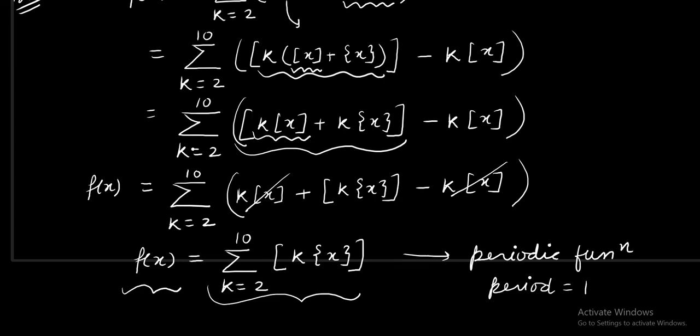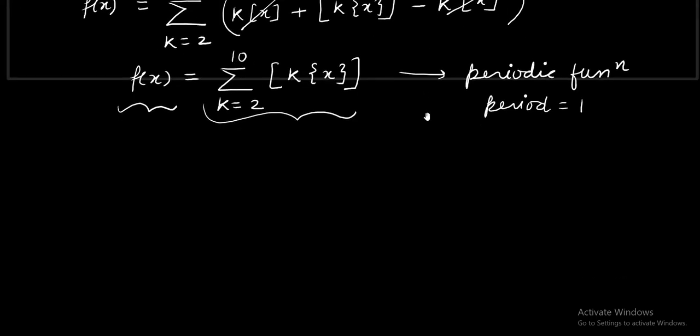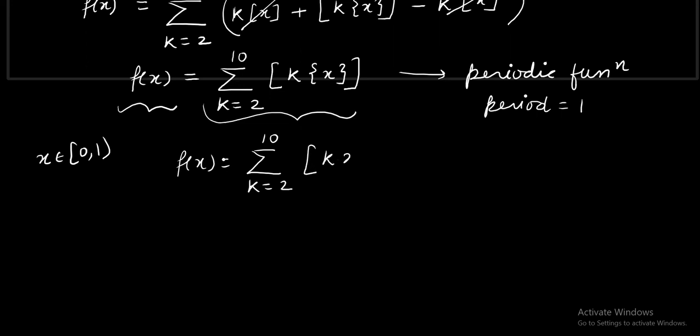Now, since the function is periodic with period 1, I will be solving the whole question only for x belonging to 0 to 1. Why? Because after that, the function is going to repeat its values. So whatever answers you get between 0 and 1, the same answers are going to repeat for the rest of the values of x. So let us consider that x belongs to the interval closed 0 to 1 open. If you take this interval, then you can rewrite the function f of x as sigma k is from 2 to 10 integral part of kx, because in this interval fractional part of x can easily be replaced with x. So I have converted my question to this form.